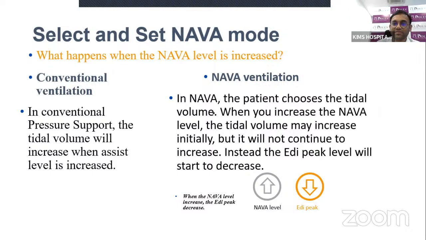But what happens is we are taking control of the ventilation by increasing the NAVA level, and then slowly the EDA peak will decrease. As we are taking a significant proportion of the work of breathing by the ventilator, the brain doesn't need to send high intensity signal impulses for the diaphragm to function. So when the NAVA level starts increasing, after some time the EDA peak, that is the impulse from the brain, starts decreasing. Ultimately it gets balanced out and your tidal volume will be maintained in the appropriate range.